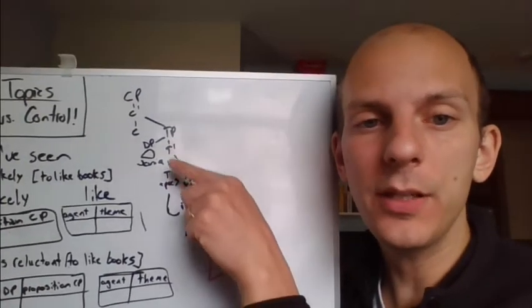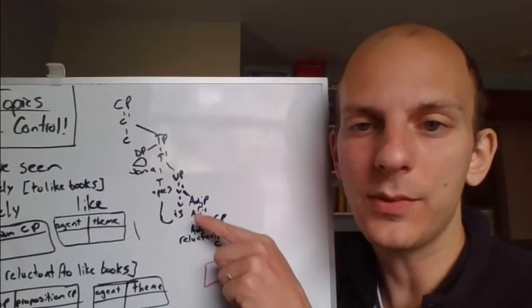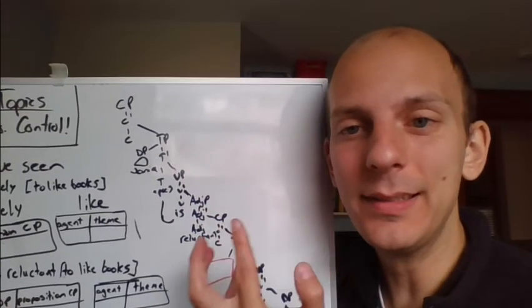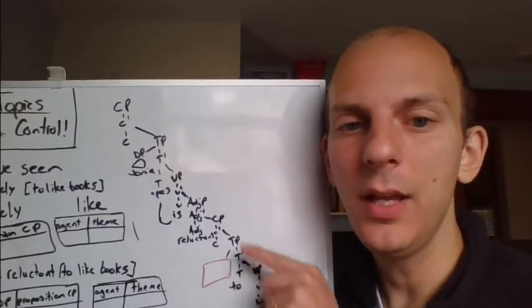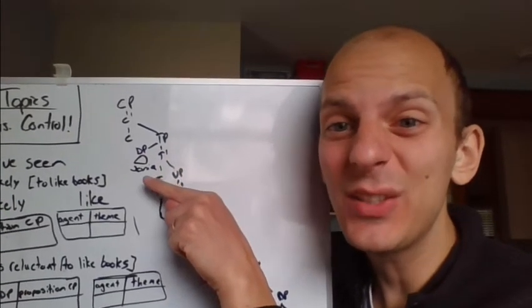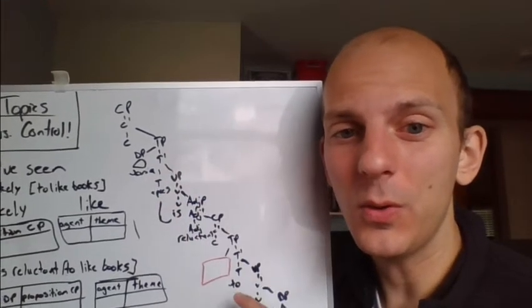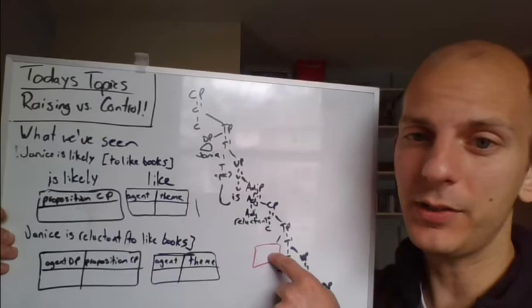We know that because we can see that it's receiving a theta role from is reluctant, and theta role assignment happens at D structure. So we know that we don't need to move Janice up here because Janice is already there receiving a theta role. So the question becomes, what the heck, red box?